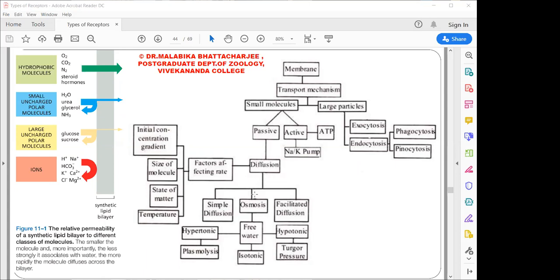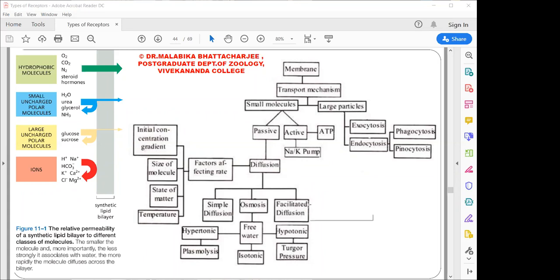But diffusion can also be of two categories. One is simple diffusion and the other is facilitated diffusion. The basic difference between the two is that in simple diffusion, the solute molecules move from a region of higher concentration to a region of lower concentration. Osmosis is the movement of solvent molecules from a region of higher concentration to a region of lower concentration. But these molecules can directly move through the cell membrane.